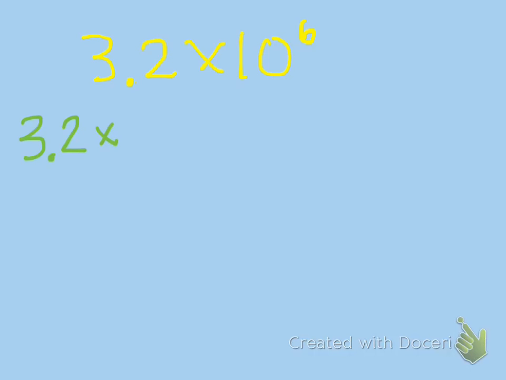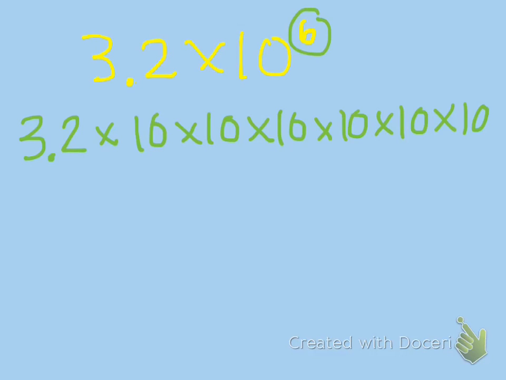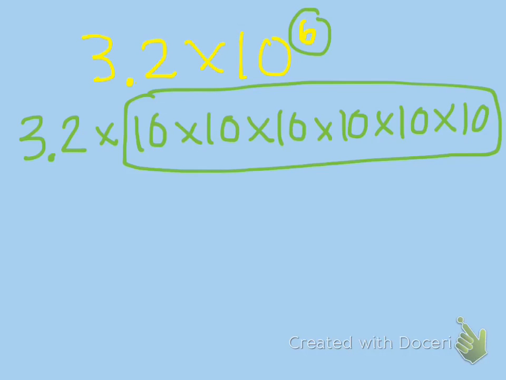We need to remember that an exponent tells you how many times to multiply the base number. So 10 to the 6th power is like multiplying 10 by itself 6 times. The exponent is 6, so we have to multiply 10 six different times: 10 times 10 times 10 times 10 times 10 times 10.